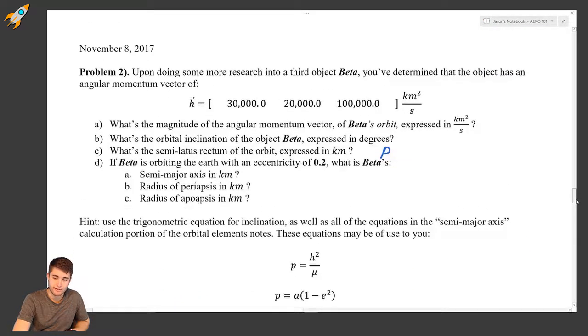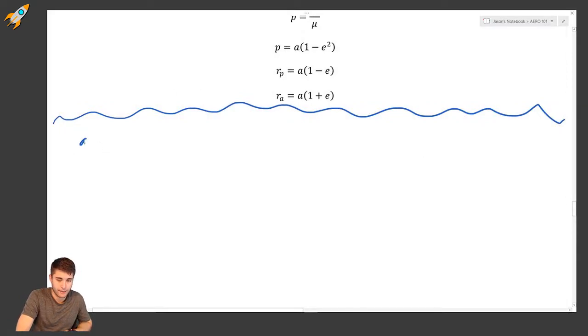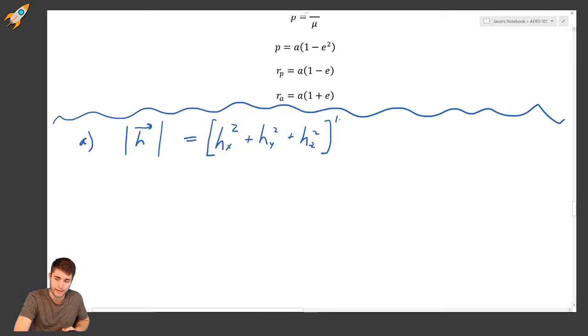So 1, what's the magnitude of the angular momentum vector? Well, to take the magnitude of the vector, the notation is this. The magnitude of a vector is equal to the x component squared plus the y component squared plus the z component squared, everything raised to the power of 1/2, which in other terms looks like this: the square root of hx squared plus hy squared plus hz squared. So you take the magnitude of a vector.